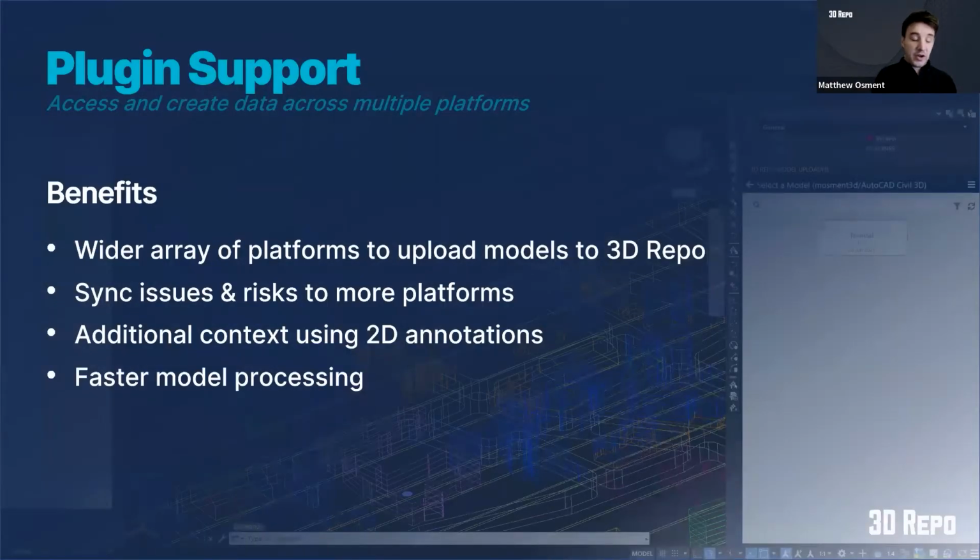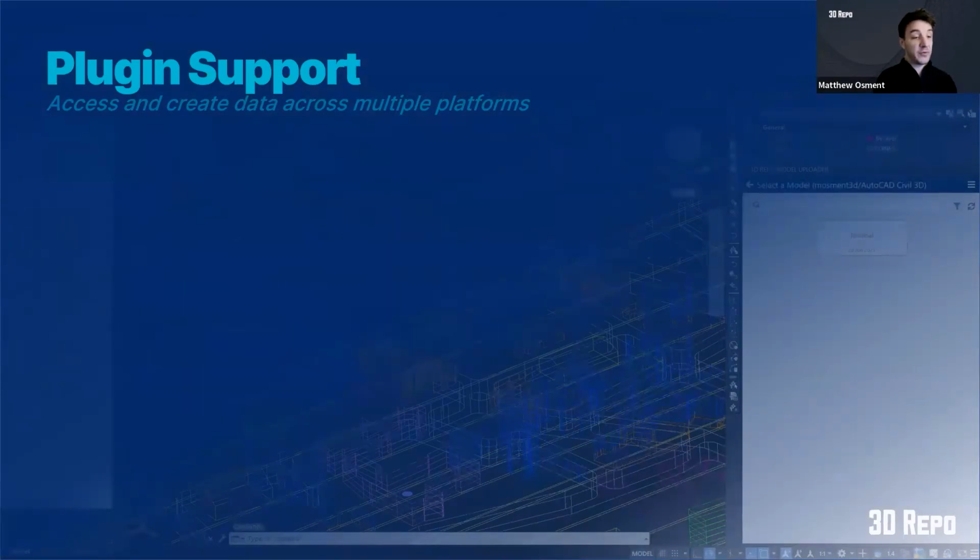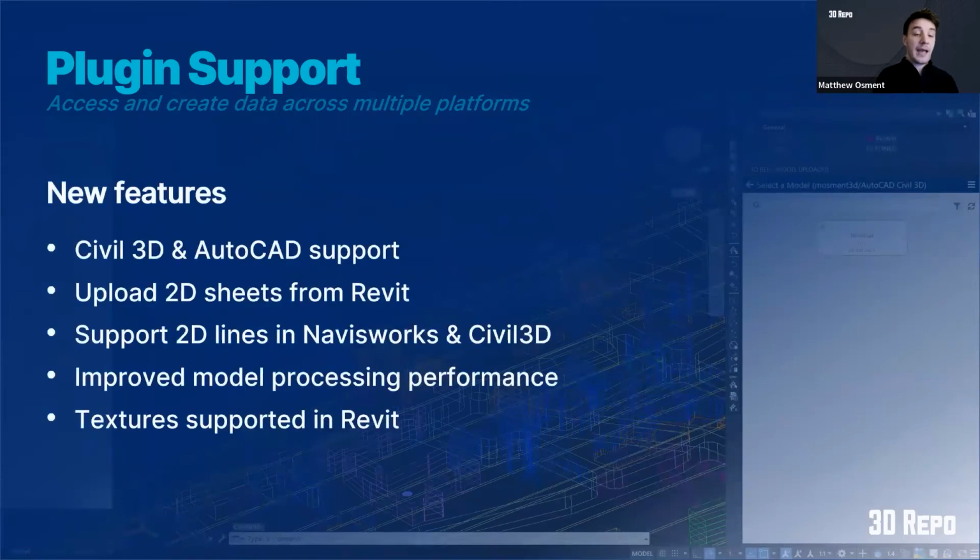Plugins alongside file support are a big part of what 3D Repo offers, so allowing you to jump into your authoring tools and upload and manage issues and risks inside your authoring tool. So when your team is out there using 3D Repo to add issues and risks, and you're in the design process, you can pull those issues and risks back into Revit, or with our new features, Civil 3D and AutoCAD, and view them inside your model and make the changes you need to do to that model live and add comments and close out issues. So we now support Civil 3D and AutoCAD with the model upload and issues and risks.